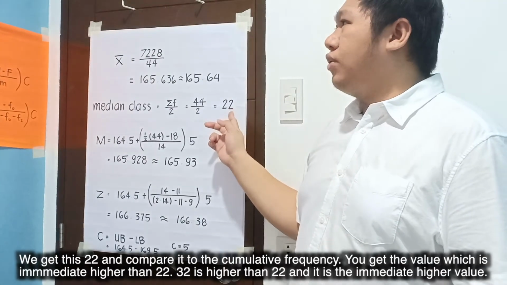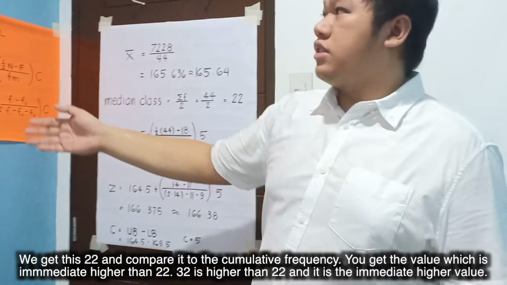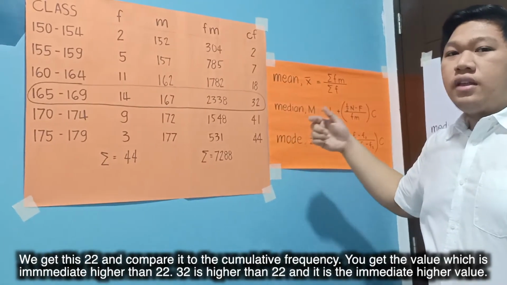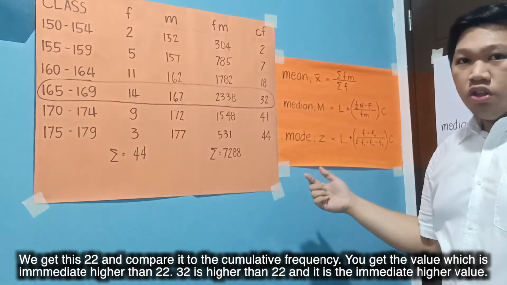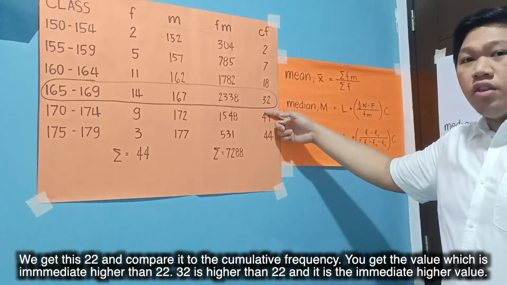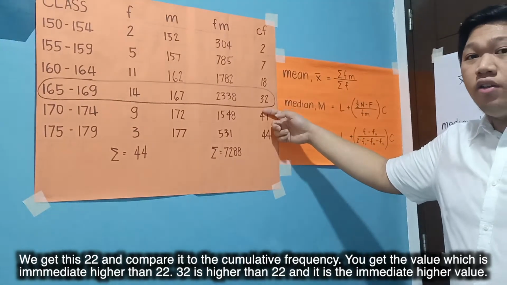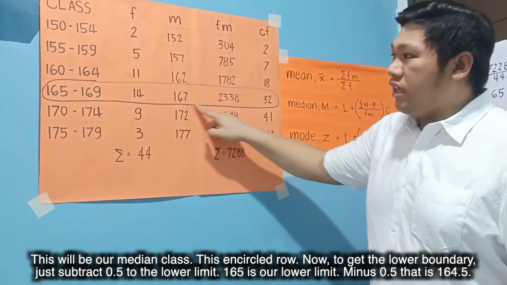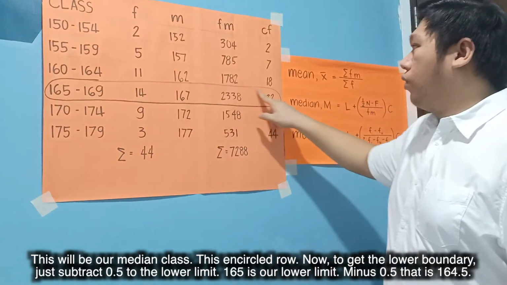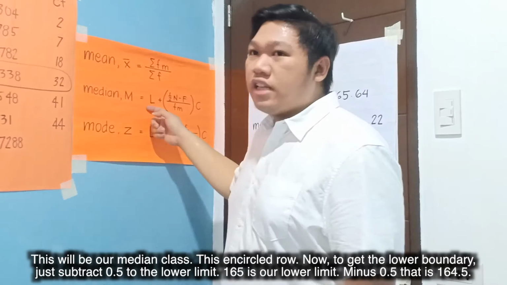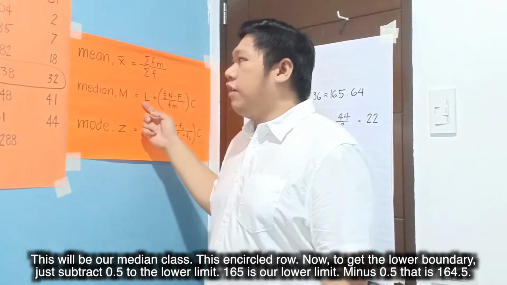We'll get this 22 and compare it to the cumulative frequency. You get the value which is immediate higher than 22. 32 is higher than 22 and it is the immediate higher value. This will be our median class, this encircled row. Now to get the lower boundary, just subtract 0.5 from the lower limit.